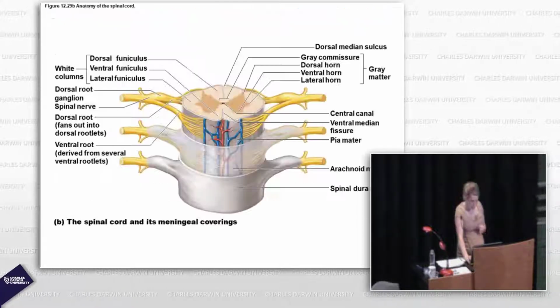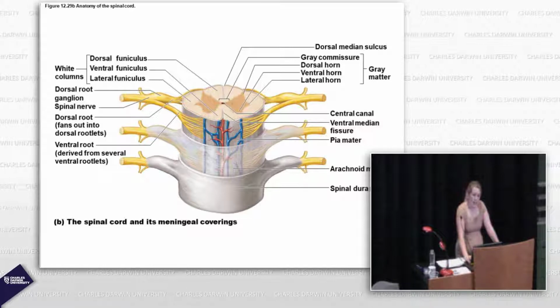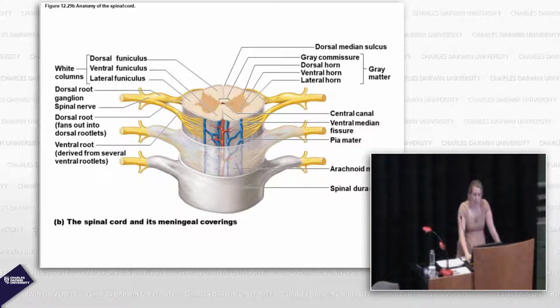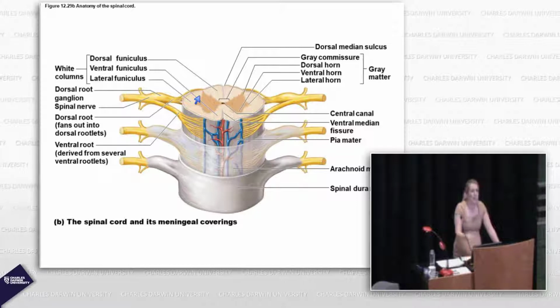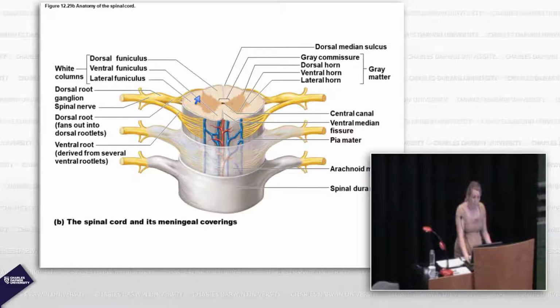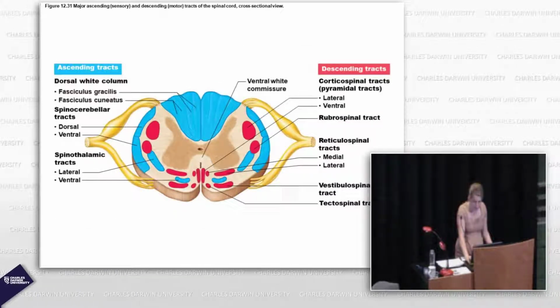You can see it in this diagram here that we looked at before. We've got the dorsal funiculus, the ventral, and the lateral. Within these, there are several different tracts, all serving different purposes. Here is a good diagram showing those tracts.